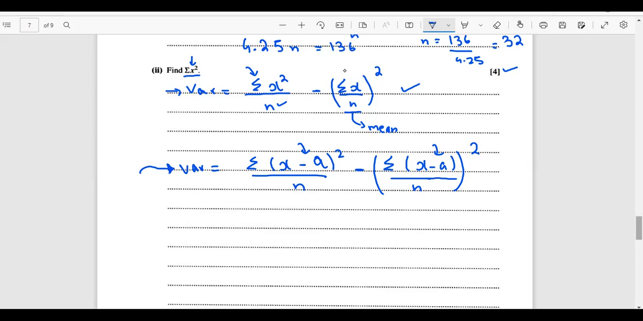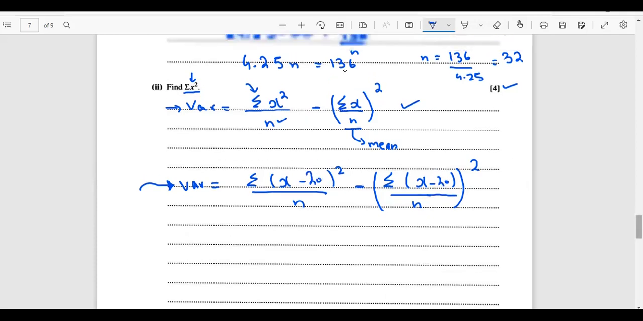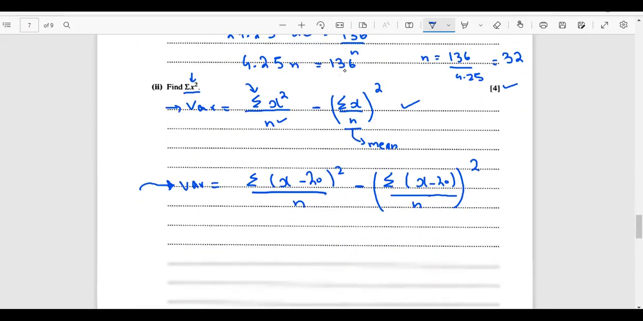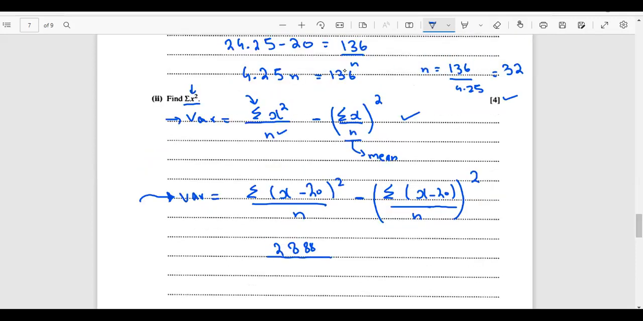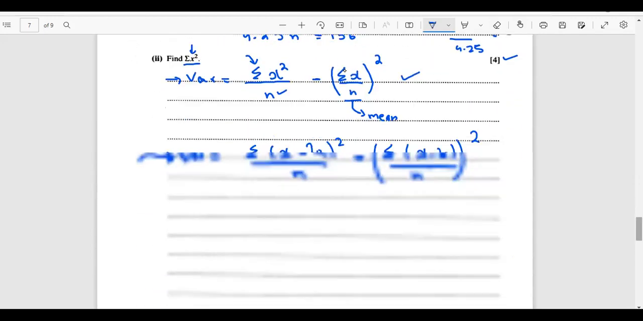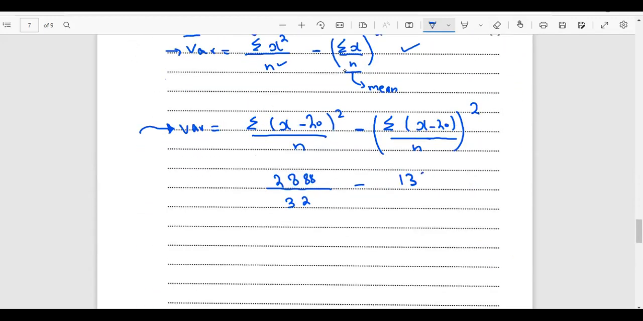So summation x minus a. Now in my case, a is 20. Let's just replace a with 20. This was a general formula. It is 20 and then again it is 20. Summation x minus 20 is 288, 288 divided by n. That turned out to be 32, minus 136 divided by 32, squared.